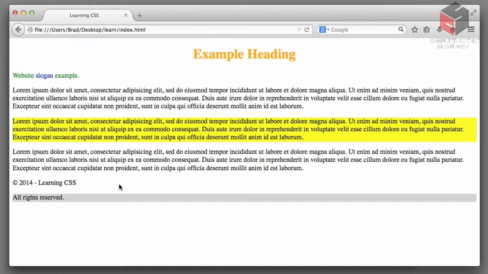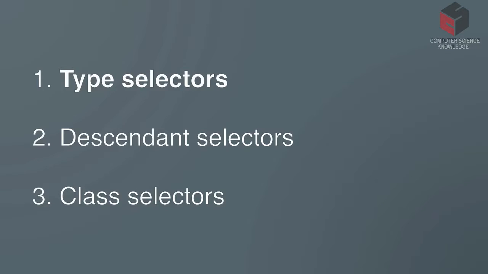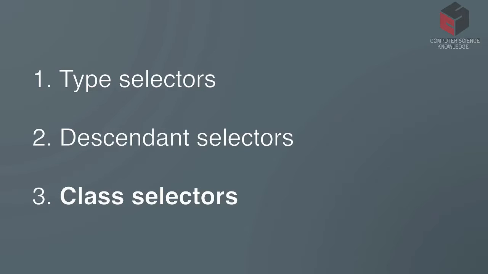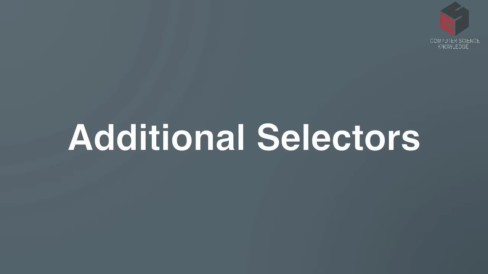That's going to conclude this lesson. To review, we learned about type selectors, which select all elements of a specific type on the page. We learned about descendant selectors, which let us follow a path of ancestry to select a more particular element. And finally, we learned about class selectors, which let us create reusable bits of code that we can apply to any element.